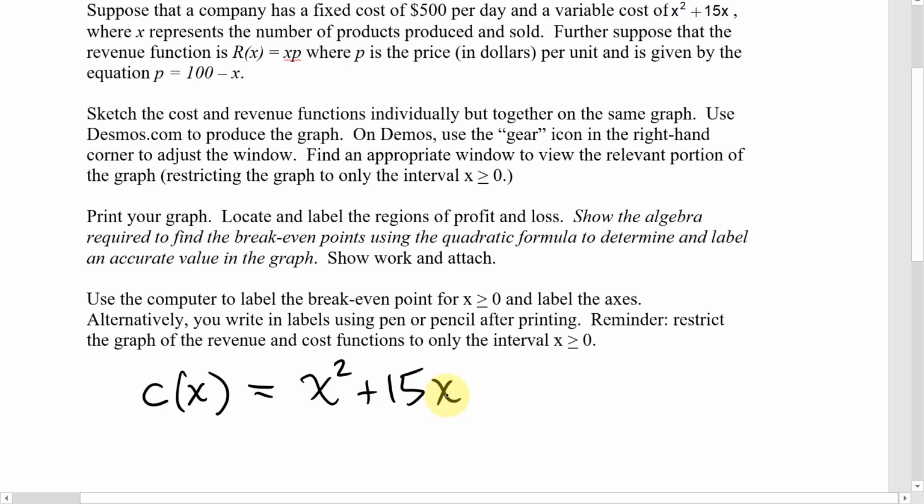Materials, labor, things like that are variable costs. There's a fixed cost that you can add on to that, given as 500. So that doesn't change, doesn't matter how many is produced, there's always a fixed cost of 500. So that's the total cost, and the revenue, that's also given.